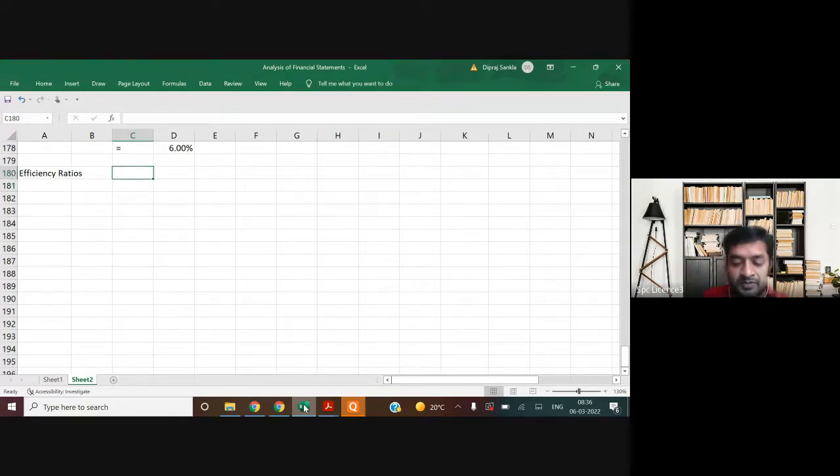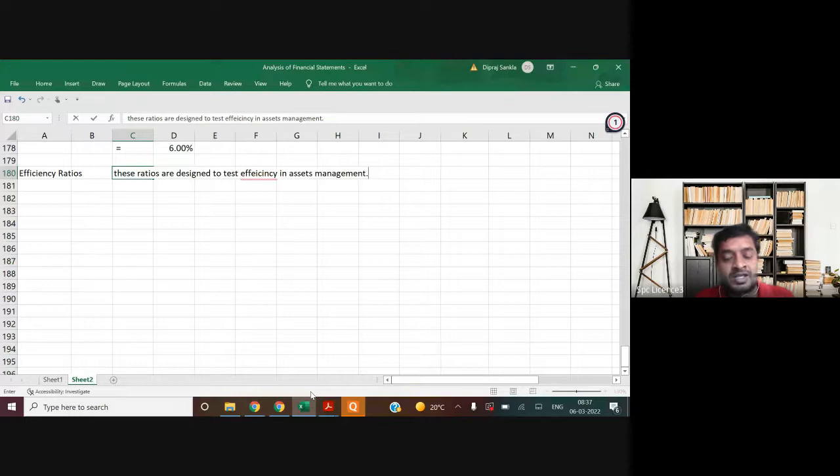Let me tell you one thing about efficiency ratio, that these ratios are developed or designed to test the efficiency in asset management. In what? In asset management. Just keep this in mind as of now, that efficiency ratios are concerned with measuring the efficiency in asset utilization, how good assets are utilized, that we can identify through efficiency ratio. Is it clear? Yes, sir.